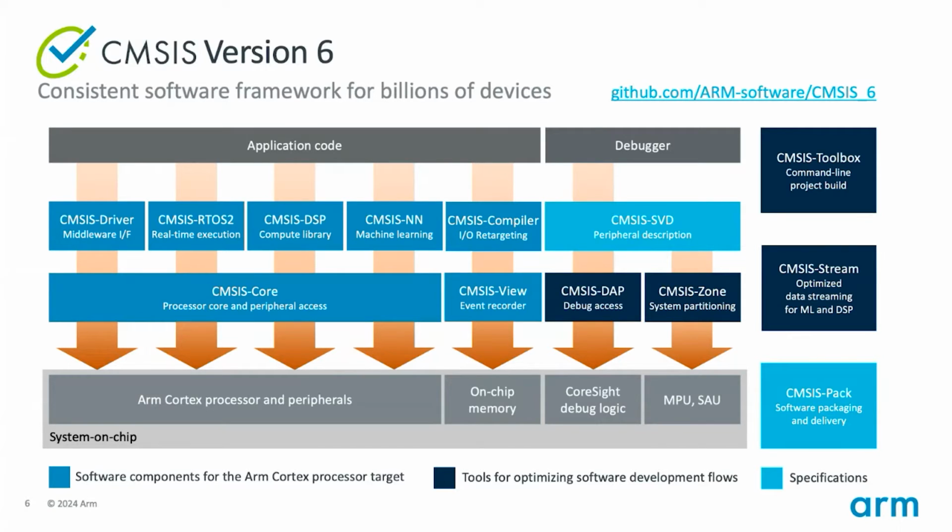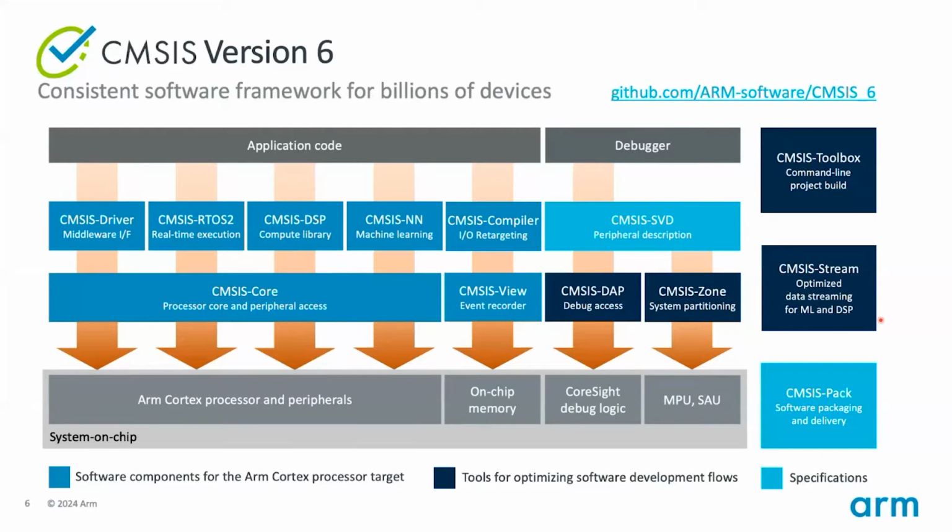But there are also tools available that optimize development flows. One of them, for example, is CMSIS-Pack down here, which is a delivery mechanism for device and board support, as well as software components. And here we also have the CMSIS Toolbox and CMSIS Stream, which are building blocks that make debugging more efficient and less time consuming.